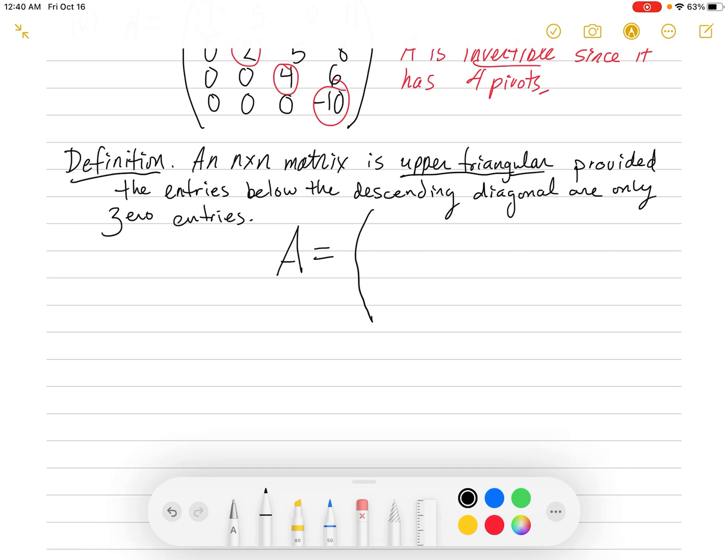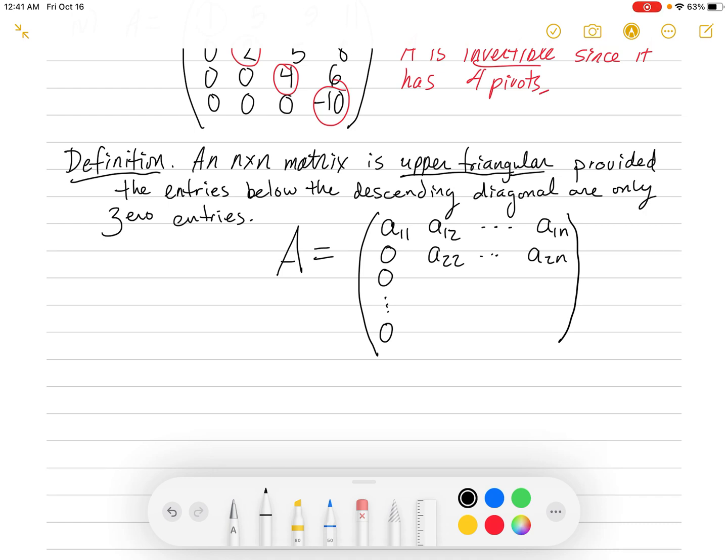So what does that mean? If I were to write A like this, in entry form we'd have what? A11, A12, dot, dot, dot, A1n. That would be the first row. Now, A11 is on the descending diagonal, so I'm going to have zeros below that. In the second row, it starts with 0, then it has A22, and then it would have A23, A24, and then A2n.